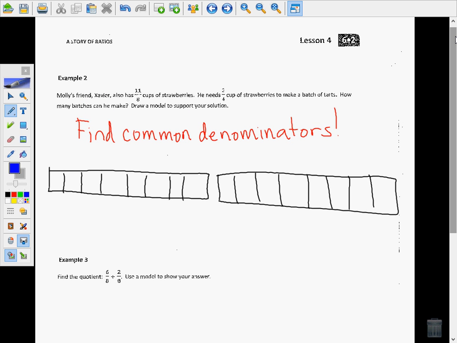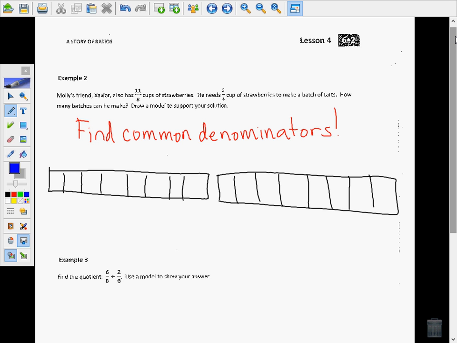Molly's friend Javier also has 11/8 cups of strawberries. He needs 3/4 cups of strawberries to make a batch of tarts. How many batches can he make? Draw a model to support your solution. So notice on my paper I wrote find common denominators. That's the biggest difference here. We don't have common denominators. So we're going to do 11/8 divided by 3/4. To do that, let's get common denominators.